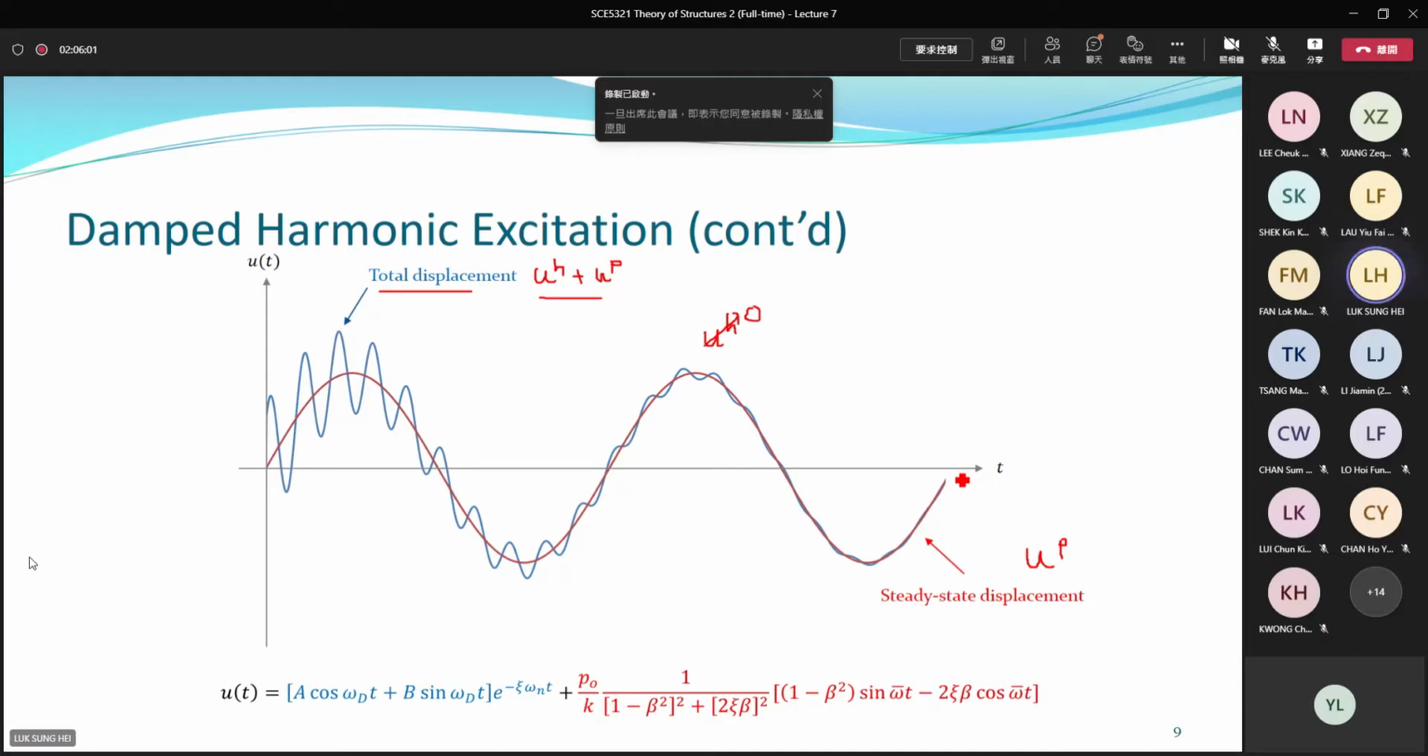This picture is a good picture to show you the difference. At the beginning, total is different from steady state response. As time goes on, total displacement will finally converge to steady state. Okay, a graphical explanation to show you the difference between total and steady state response.